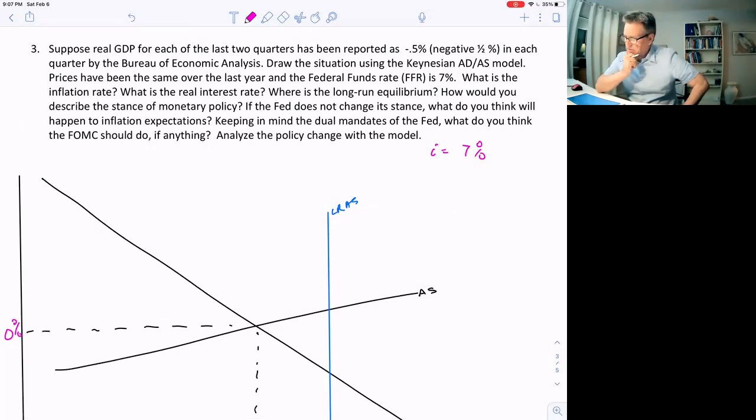Federal funds rate is 7%. That's a nominal rate. What's the real interest rate? Well, I equals real rate plus inflation. So 7 equals R plus 0. R has to be 7%. So that's a very high real interest rate. So I would describe the stance of monetary policy as very tight or very contractionary.